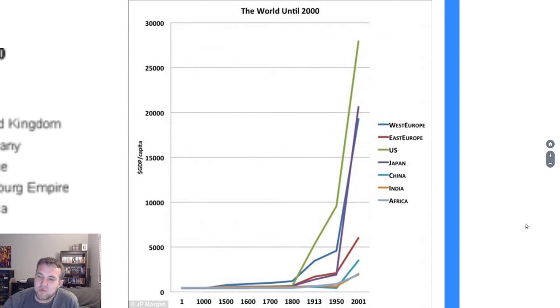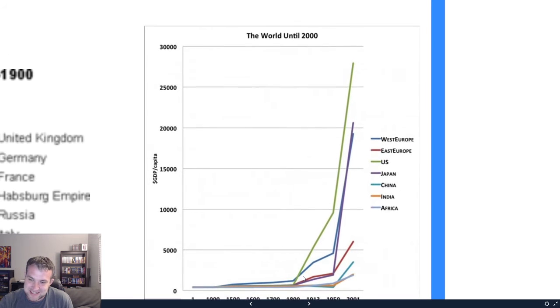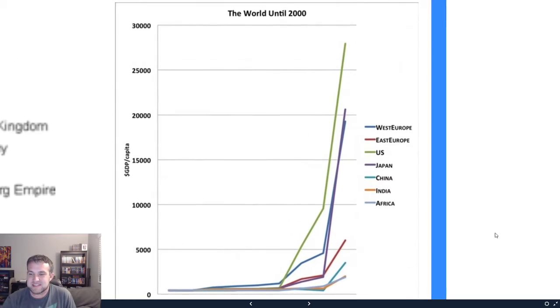All right, and then here's the world, and I think this is GDP per person, so this is sort of the amount of money any country makes. And the United States goes up really, really fast once we hit this period, which is the 1800s, the Industrial Revolution. And so let's check all that out.